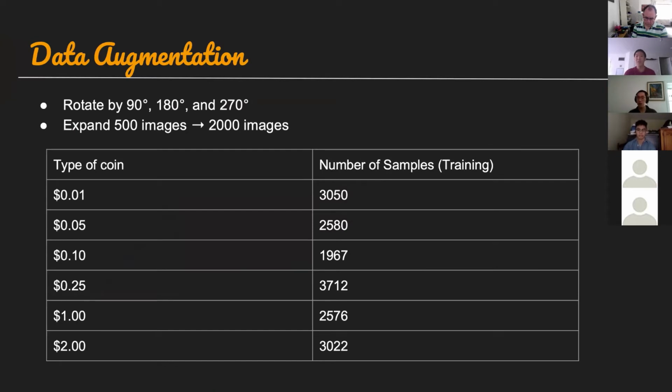Our group took roughly 500 images and performed rotations to augment this to around 2,000. The table shows the number of coins per each coin type. As we can see, it's roughly uniformly distributed with no one coin or class lacking, which is as desired.